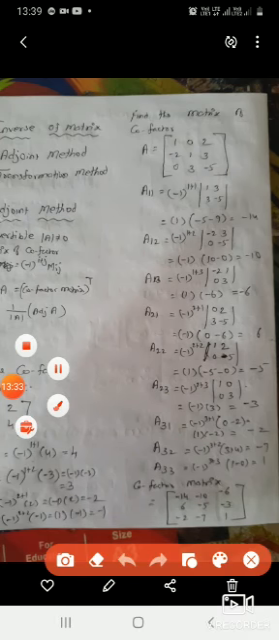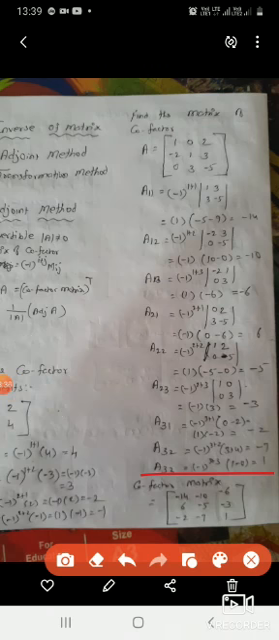Till A33 you have to find out all the values. After finding all the values, you write them in matrix form: A11, A12, A13, A21, A22, A23, A33. All the values you are going to write. So this is called the cofactor matrix. Then what is adjoint?